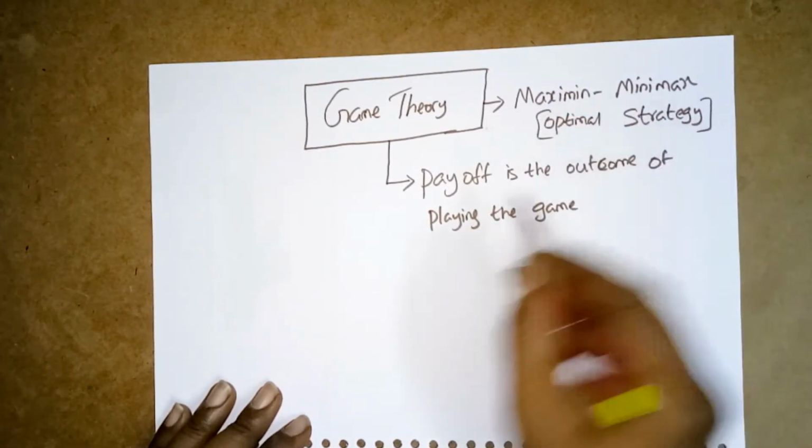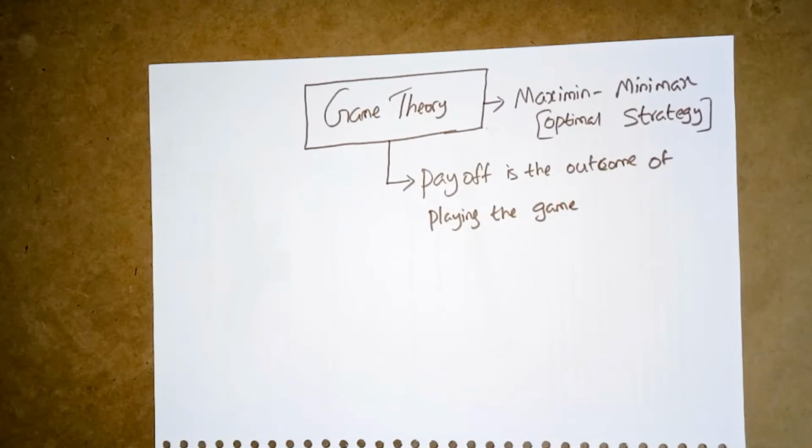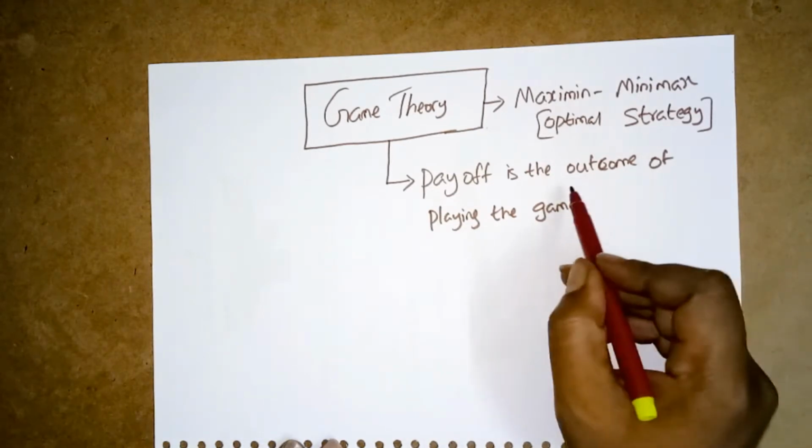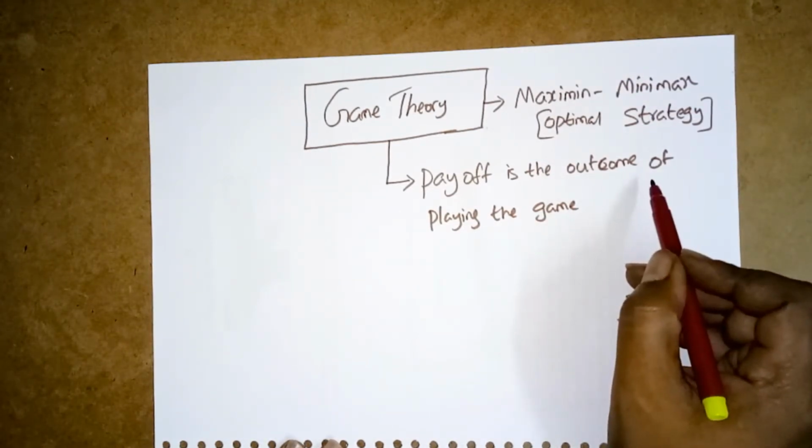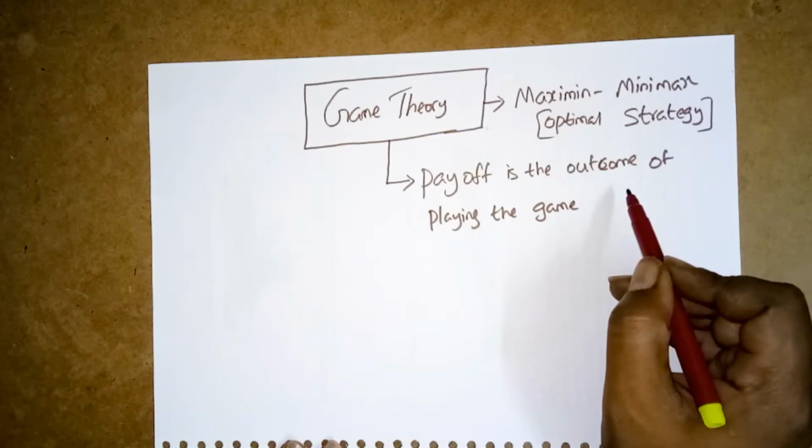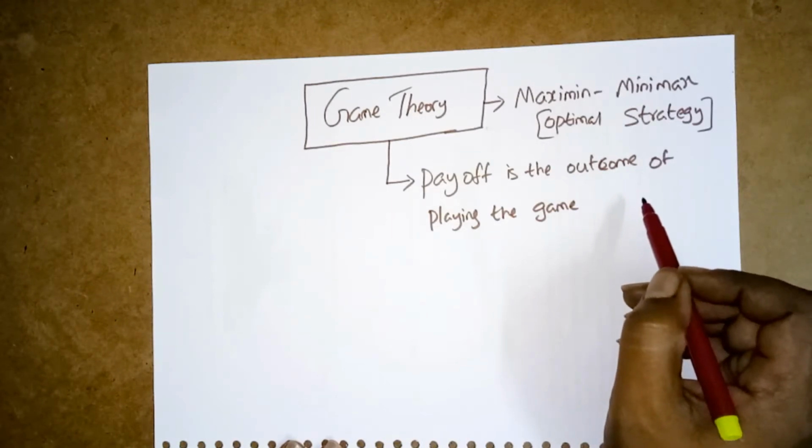Next, in this payoff matrix, usually in problems, the left side of the matrix will be selected as player A, and the top of the matrix will be written as player B. So we will learn how we get the outcome of the game. Payoff is the outcome of the game, right?